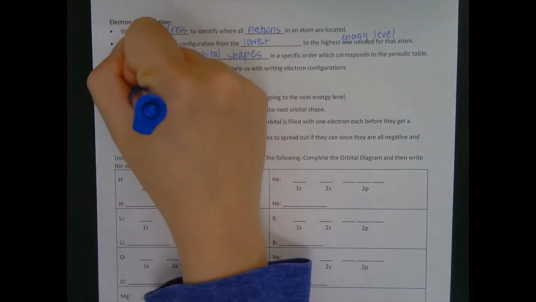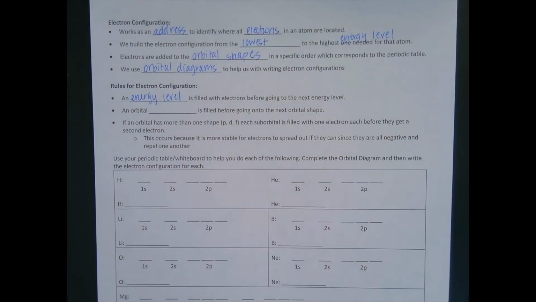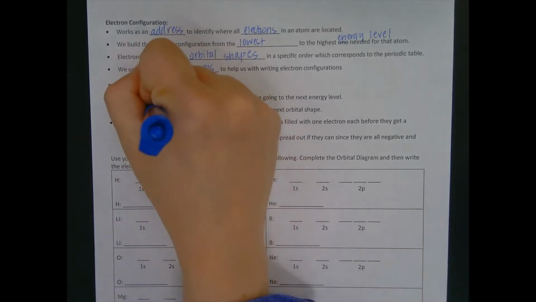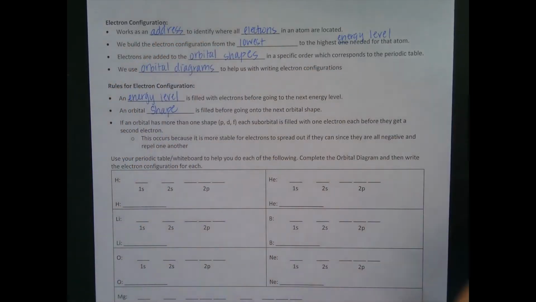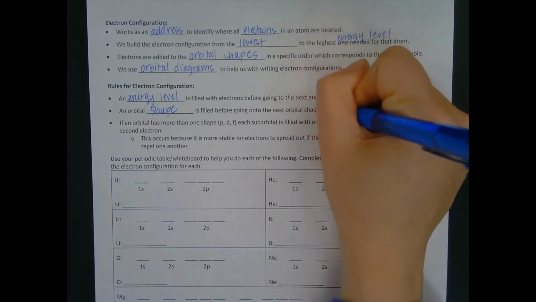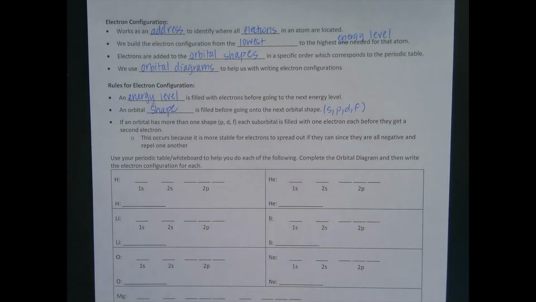An energy level is filled with electrons before going on to the next energy level, okay? So the first energy level gets full, and then the second energy level gets full, and then the third energy level gets full. And then an orbital shape is filled before going on to the next orbital shape. What I mean is the s, p, d, and f. Those shapes get filled before you move on.